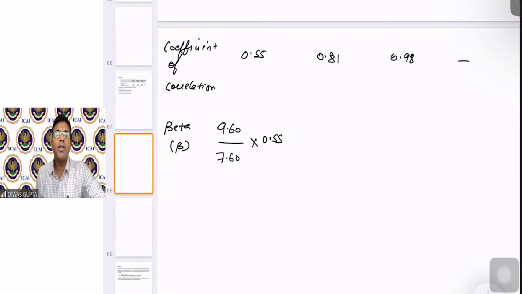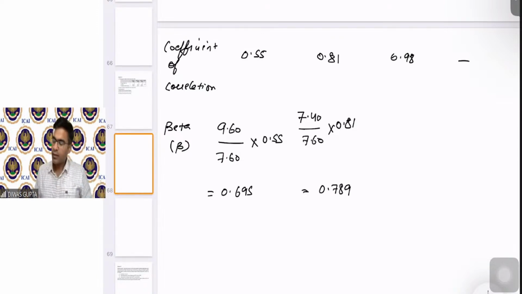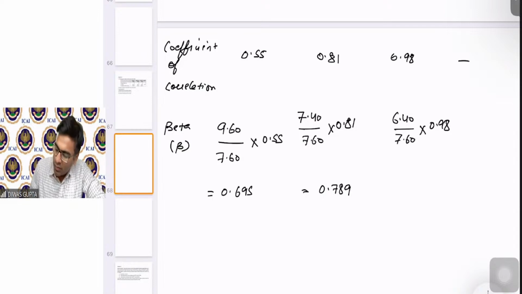Okay. So, R into standard deviation of fund divided by standard deviation of market. So, this gives us 0.695. Next one. 7.4 divided by 7.6 into 0.81. So this gives us 0.789. Okay. Then lastly, 6.4 divided by 7.6 into 0.98. 0.825. This is also done.